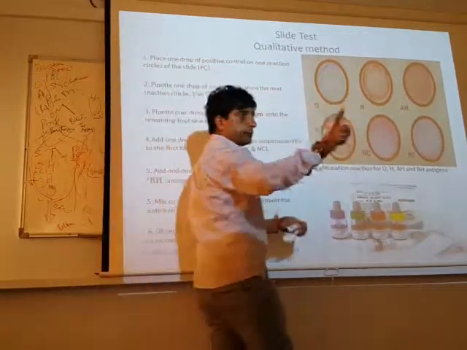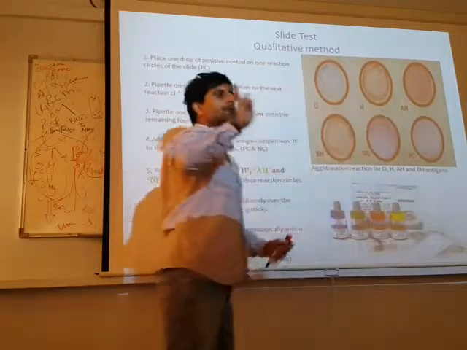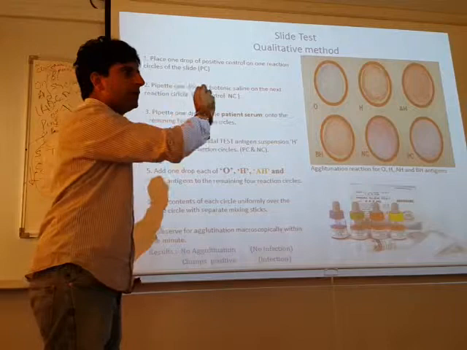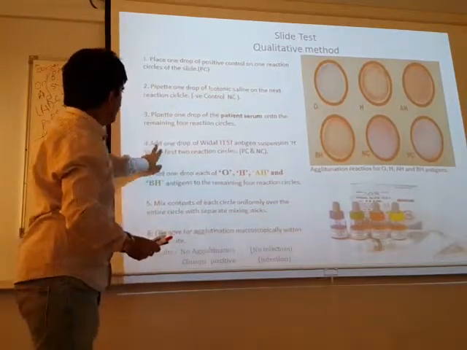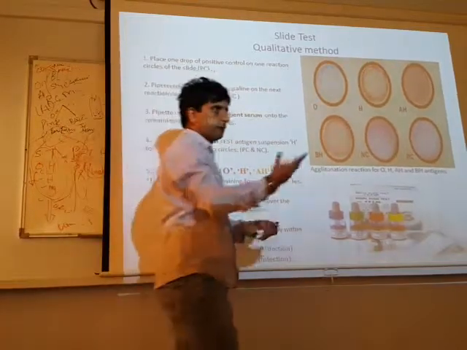Now we will take 1 drop of serum. 1, 2, 3, 4. We put 4 drops of serum, serum from the patient. Now you are putting up the antibody. And finally, add a drop of Vidal test suspension.